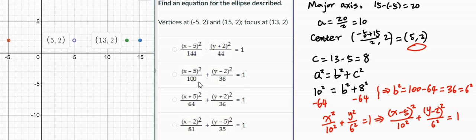So this one would be our choice. This one is subtraction. That's not the standard equation for an ellipse. And here is plus. That's not right. And a and b are not correct. b is okay, but a is not okay. So this one is not correct as well. This would be our choice.